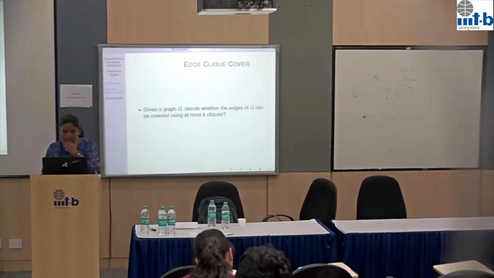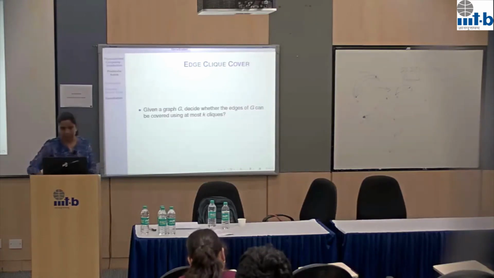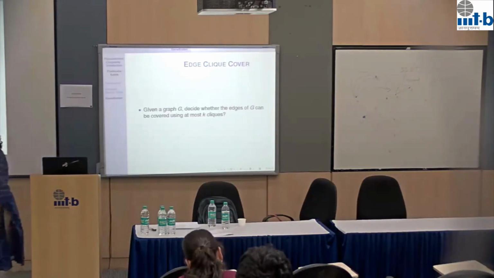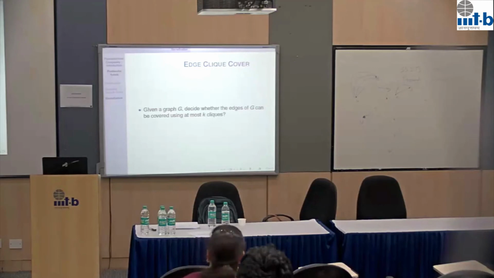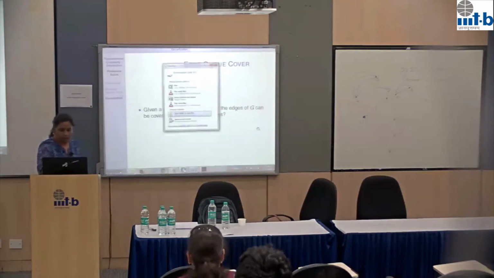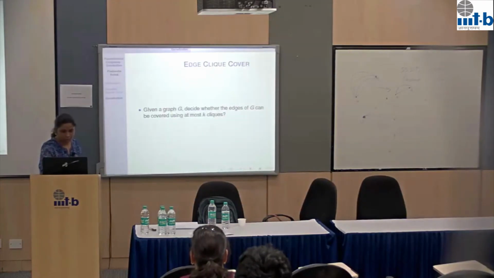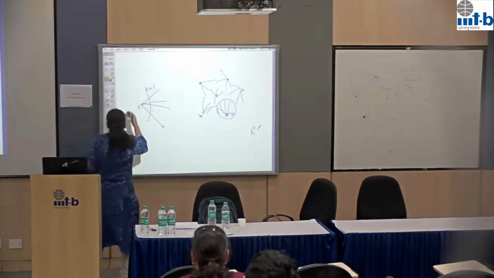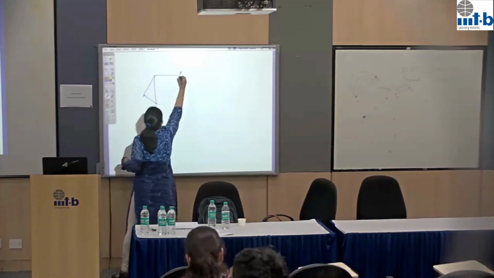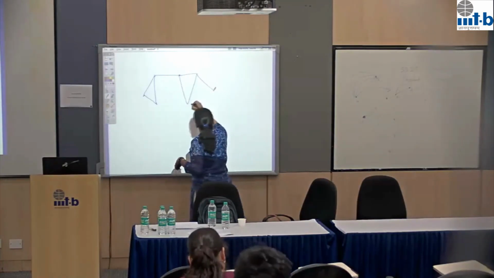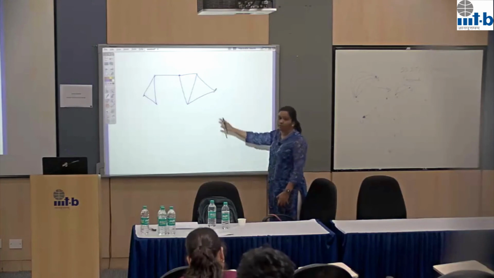Okay. So the next problem is edge-clique cover. The edge-clique cover problem is this. Given a graph, decide whether all the edges can be covered by some cliques. A clique is a complete graph. So you are given a graph, and you want all the edges to be covered by some clique.